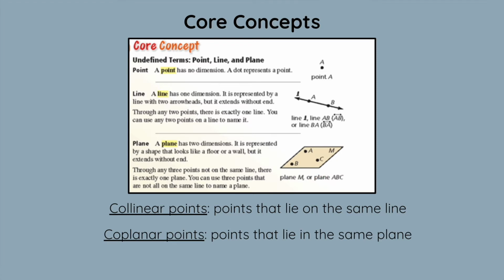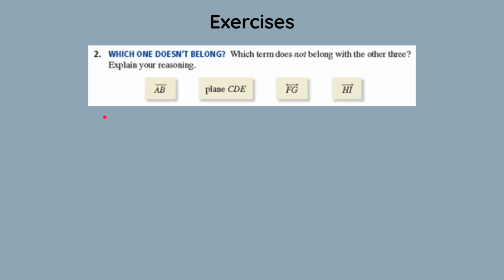A few definitions. Collinear points are points that lie on the same line, and coplanar points are points that lie in the same plane. So we can tell what this means by looking at the word. Co means together, and we can see that one of the root words is line. So together on one line and together on one plane. Let's move on to some exercises.